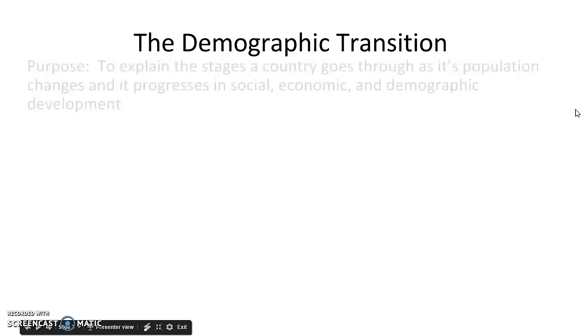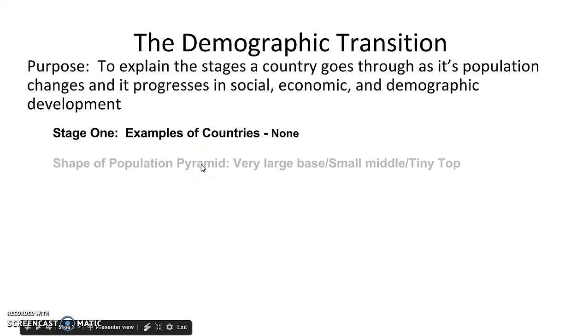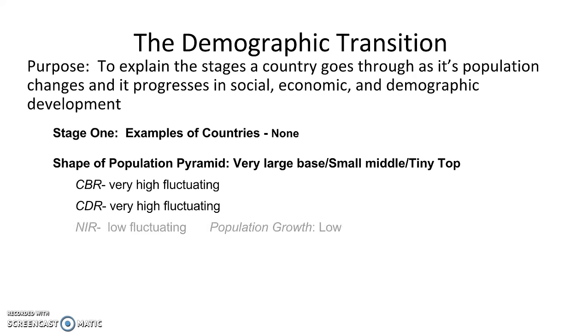So here let's go through the model. The purpose of the model is to explain the stages a country goes through as its population changes and it progresses in social, economic, and demographic development. When we look at countries, there are currently no countries in stage 1 of the demographic transition model. All countries have progressed at least to stage 2.